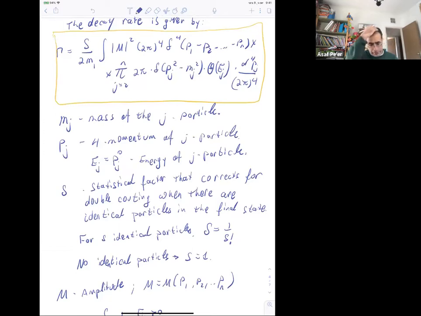Okay, and the choice, of course, is the rest frame, which is the natural choice when we speak of a particle that decays, because it doesn't have any interaction with anything else. It just decides to decay.